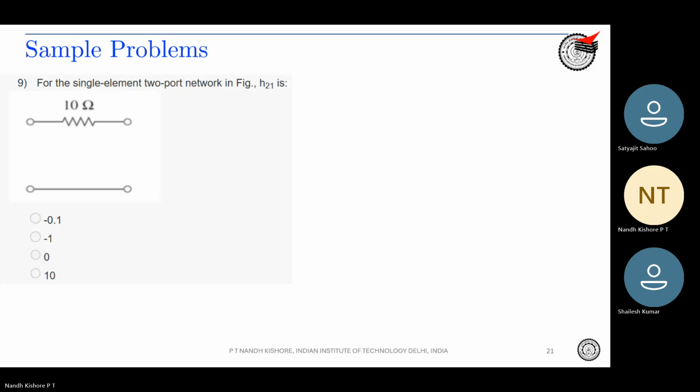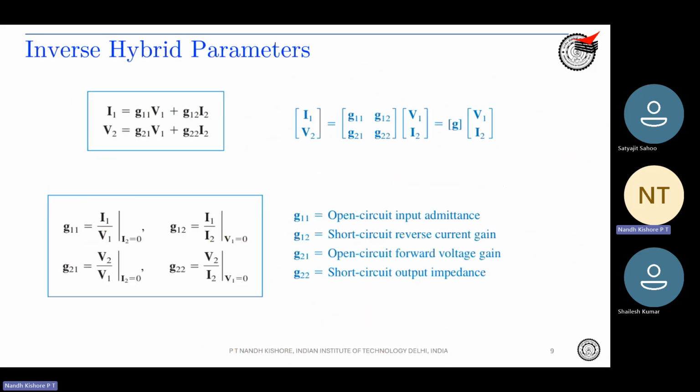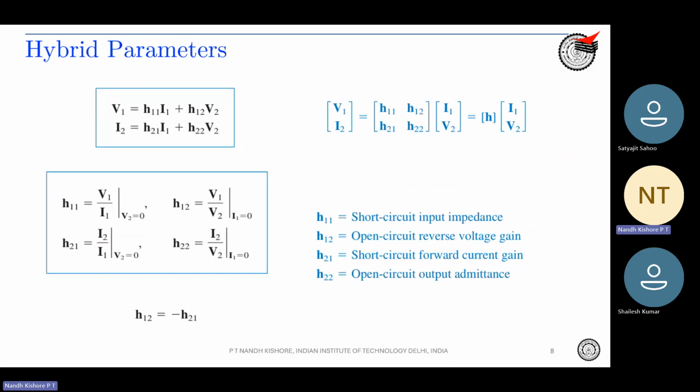How do you solve this? What is the H parameter? How do you define the H parameter? So we saw earlier also that it is V1, I2, correct? The H parameter is [V1; I2] equal to H into [I1; V2]. Okay. So we will make use of this.